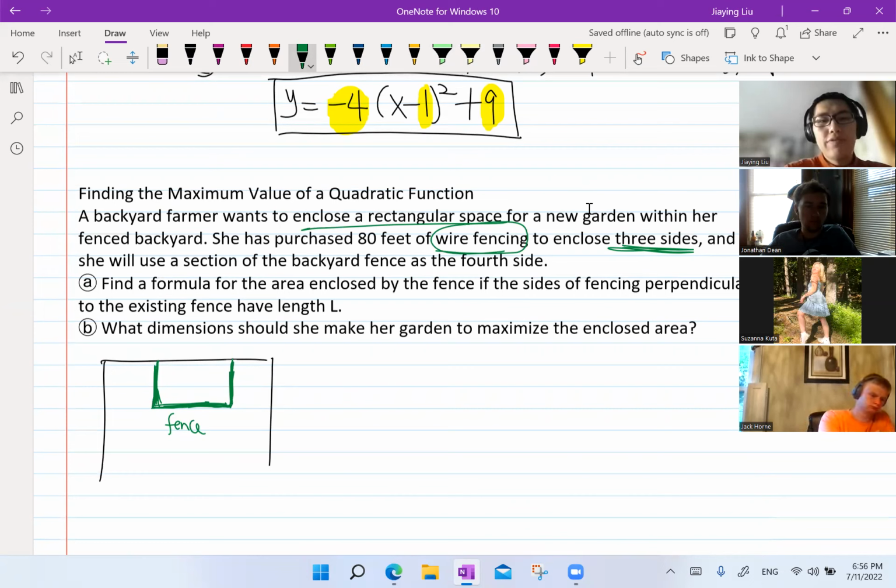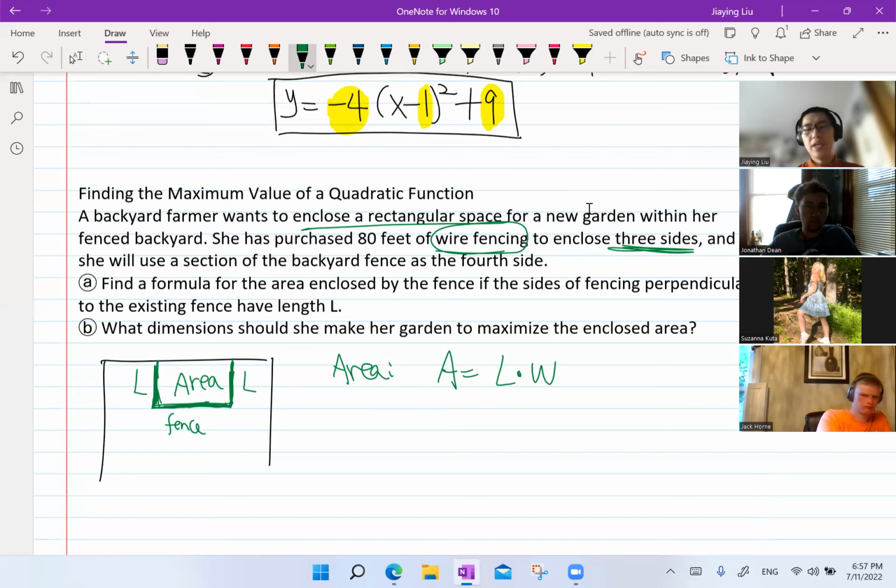Part A says, write a formula for the area enclosed by the fence if the sides of fencing perpendicular to the existing fence have a length L. The sides perpendicular to the existing fence are this side, which is L, and this side is also L, because opposite sides of a rectangle are congruent. And we don't know what the side parallel to the fence is. So we need the area. What is the area? For rectangles, area is equal to length times width, right? It depends on which side we call length and which we call width.